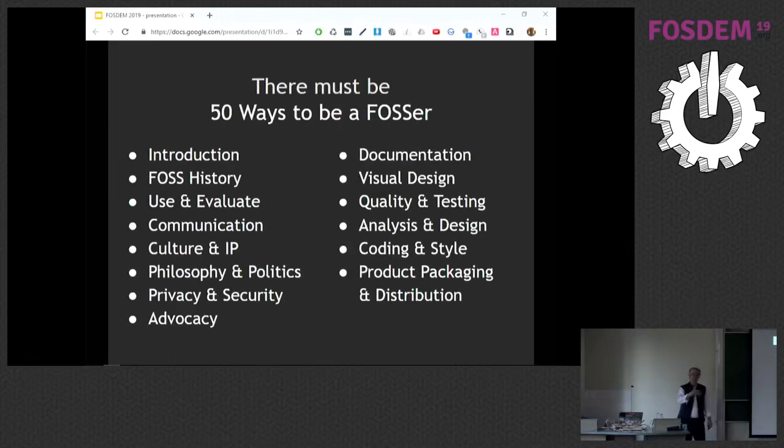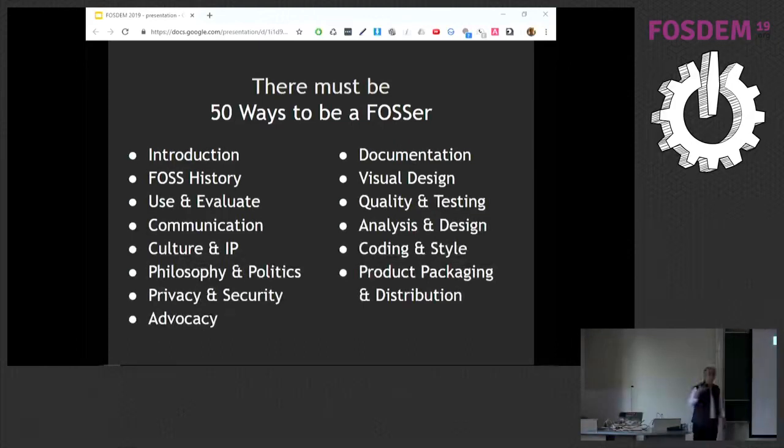So one of the things we did was we started thinking about what are all the ways you could get involved in open source. Those of you that are old enough to remember the Paul Simon song, 50 Ways to Leave Your Lover, we came up with 50 ways to be a FOSSer. There's a recording somewhere that we've hidden for legal reasons.